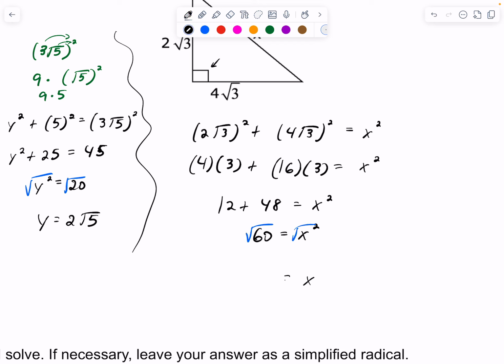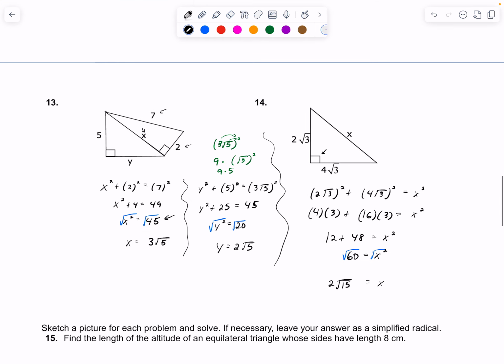And I get x equals, think about your factors of 60. If you need to do the factor tree, please, please, please do the factor tree. Take that time. I know 15 times 4 is 60, so that's going to be 2 root 15 for my value for x. All right, let's go to these last 3.